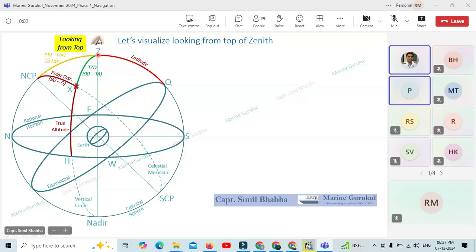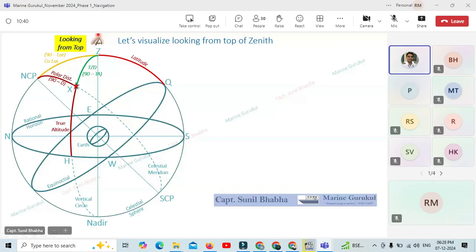Now, we don't stop at zenith. We take the rocket still further upwards. Now, let's assume that the rocket has reached up to here. So once we have reached up to here, now we look down below towards the celestial sphere. So we are outside the celestial sphere now, and we are on top of the zenith, and you can say we are having a bird's eye view on the celestial sphere from top of the zenith.